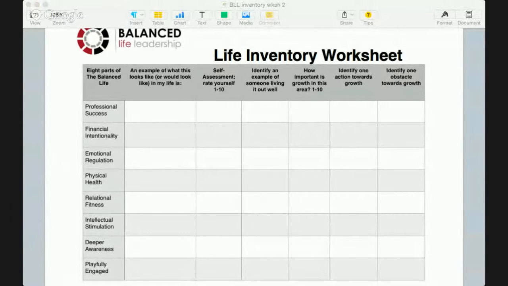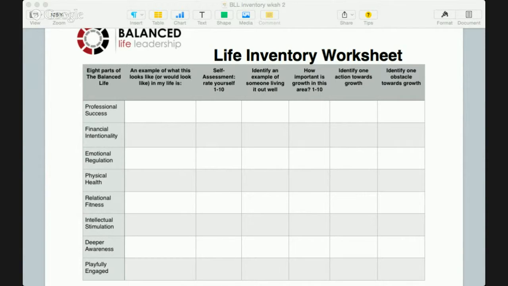So here, as you're facing it, on the left side of the worksheet are the 8 components of the balanced life. As we discussed in our conversation a couple Saturdays ago, each of them are listed: professional success, financial intentionality, emotional regulation, physical health, relational fitness, intellectual stimulation, deeper awareness, and being playfully engaged in life. These are the requirements to be a healthy and whole, balanced person.